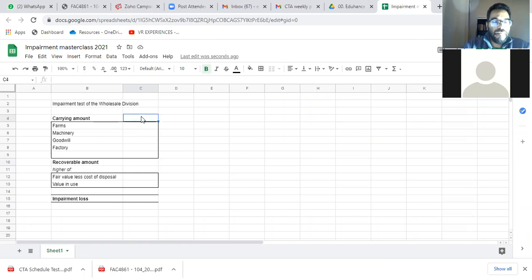Then we'll have to work out the carrying amount of the farms. We'll have to work out the carrying amount of the machinery. Goodwill was given to us, so we can just plug that in. And we'll have to work out the carrying amount of the factory. The sum of all of those will give us the carrying amount of the wholesale division. We will compare carrying amount to recoverable amount. If carrying amount is greater than the recoverable amount, there will be an impairment.